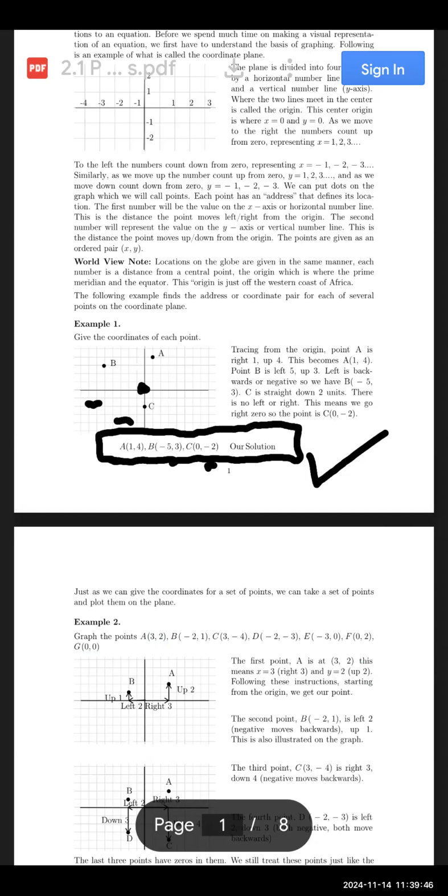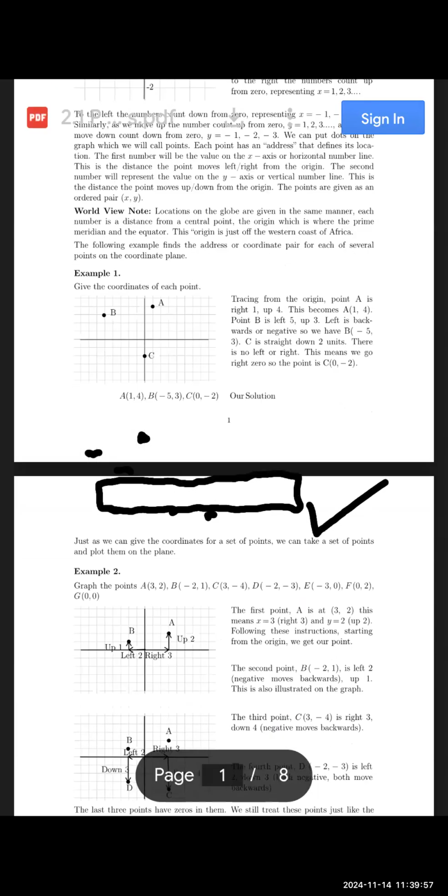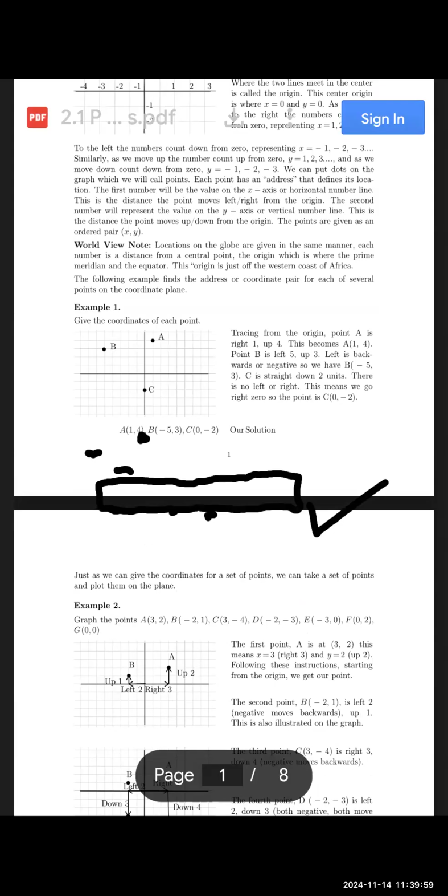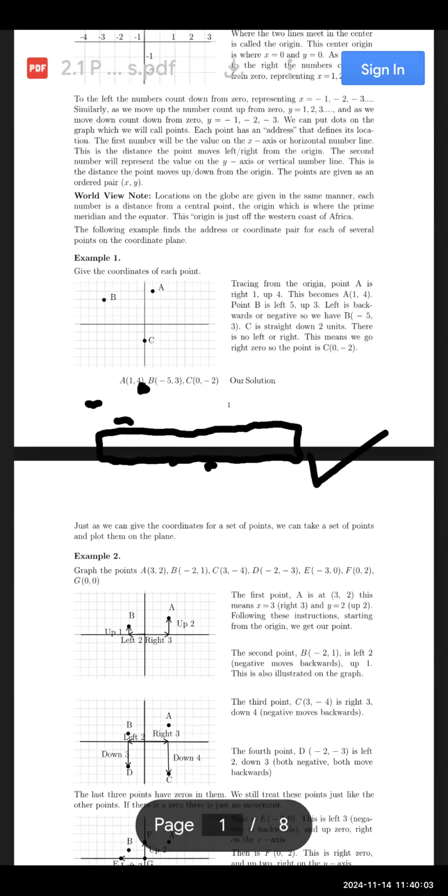Let's go down here. For some reason, it's not letting me scroll. I think I know why. Okay, so we're going to erase this annotation. And then we're going to move down.